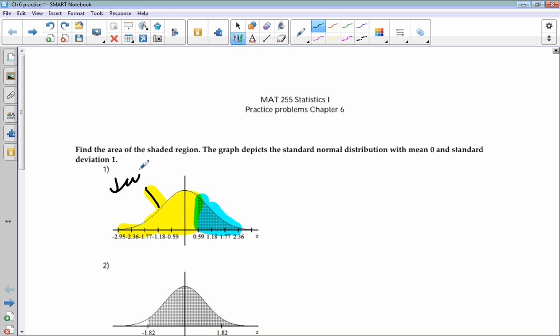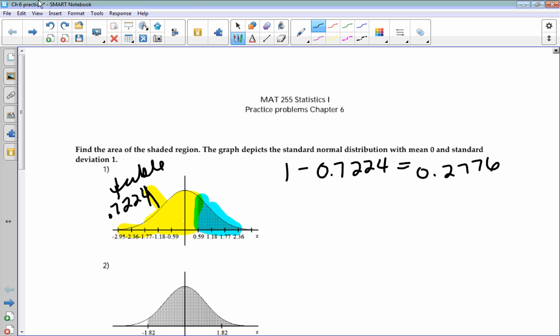and the table says 0.7224 is the area. But I don't want the area that is shaded yellow. I want the area here that's shaded blue. To find that area, because the entire area under the curve is 1, I'll say 1 minus 0.7224. And of course, when we do that, we get 0.2776.